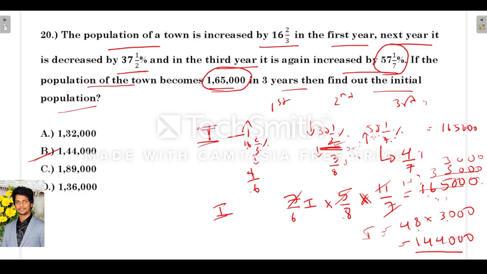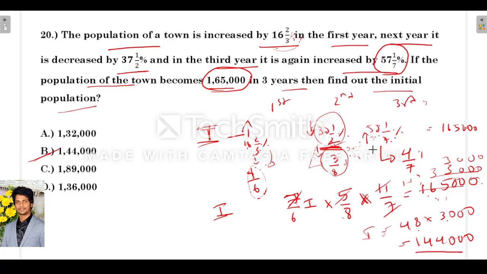See, I am taking the initial population as I. They are telling that in the first year it is increased by 16 2 by 3%. Okay. So 16 2 by 3% when converted to a fraction is 1 by 6. So it is increased by a 1 by 6 fraction, which means after the first year it should be multiplied by 7 by 6. And in the second year it is decreased by 37.5%. So 37.5% corresponds to 3 by 8, and since it is decreased by 37.5%, we should multiply the first year population with 1 minus 3 by 8, which is 5 by 8.